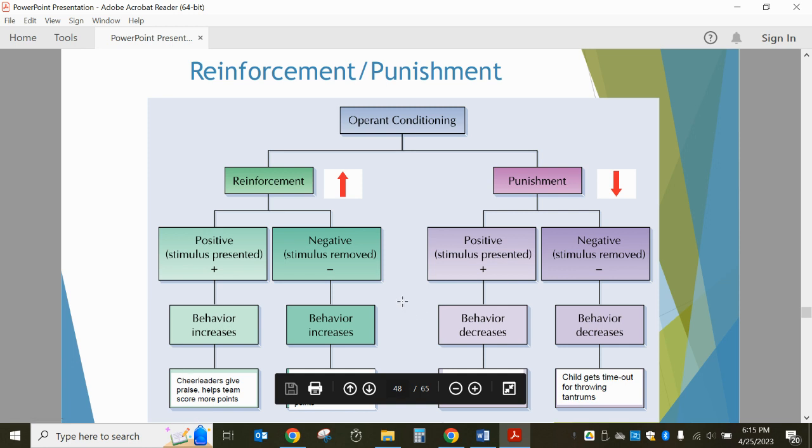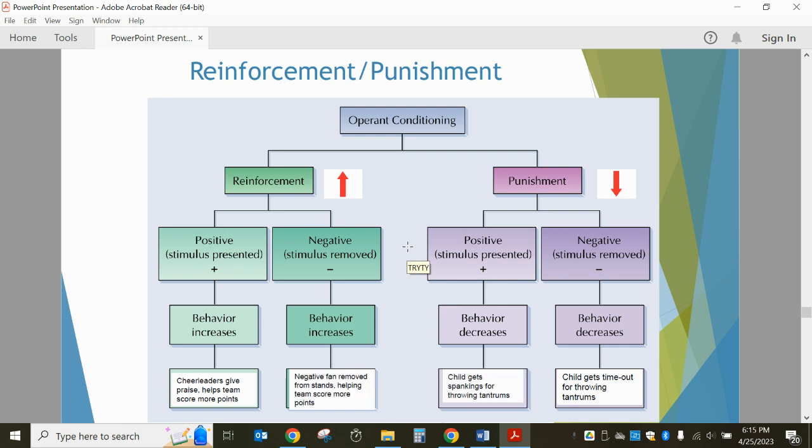The negative reinforcement, this thing is in the way. I don't know how to make that go away. But we remove an angry fan from the crowd, and then that causes the team to, oh, there it is. Negative fan is removed from the stands, helping the team score more points. So we're still increasing the behavior, but we did it by removing something.